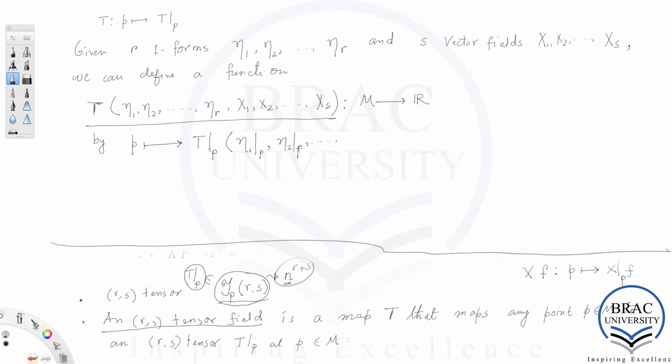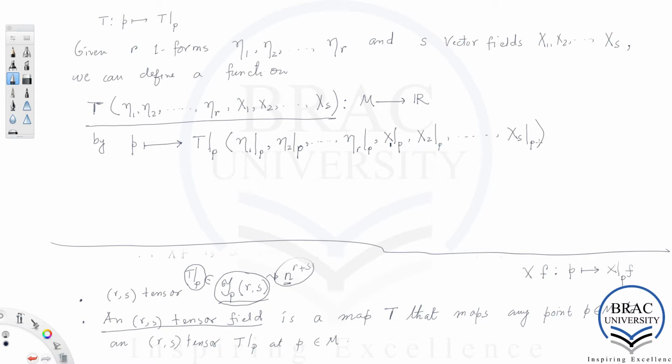Sorry, this is P. It R at P, and we are going to restrict these vector fields to the point P. So x1 restricted to P is going to give us a tangent vector, or just a vector. Then we are going to get x2 at P, which is a tangent vector again. So we are going to have S such tangent vectors.